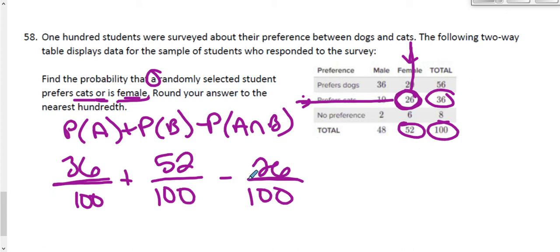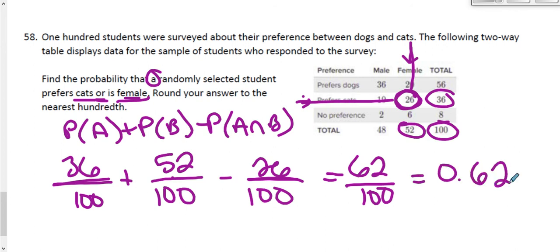36 minus 26 is just 10. Plus 52, that gives us 62 out of 100. And it says to round to the nearest hundredth. 62 out of 100 is 0.62. And that problem's all finished. We use the addition rule.